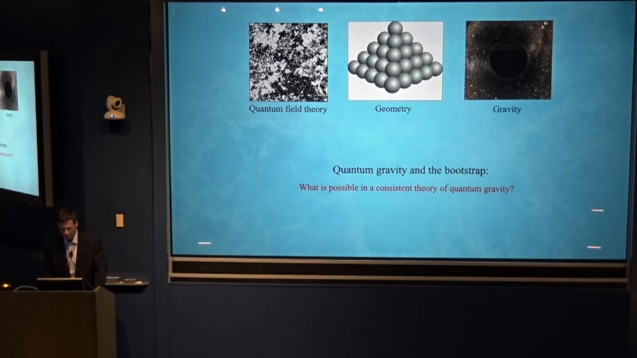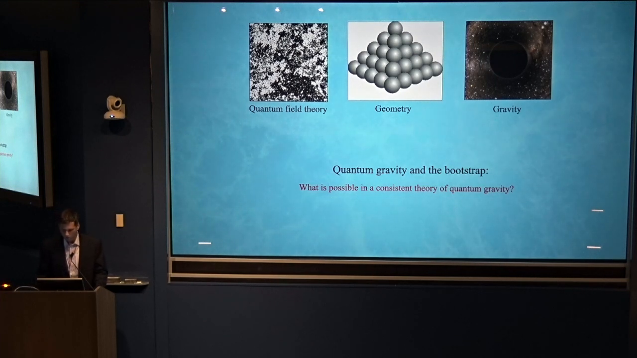The bigger picture in terms of quantum gravity and the bootstrap is to try to answer the question of what's possible in a consistent theory of quantum gravity. I think this is especially important because we're trying to study physical phenomena that are at present very difficult to probe with experiment. The experiments that we would need to do to probe quantum gravity are simply too difficult technologically. There's no problem in principle, but the technology is not there, and it's going to be a long time before we can probe these things experimentally.